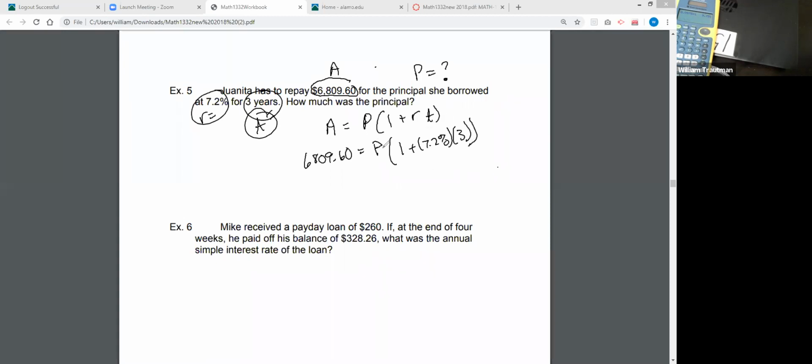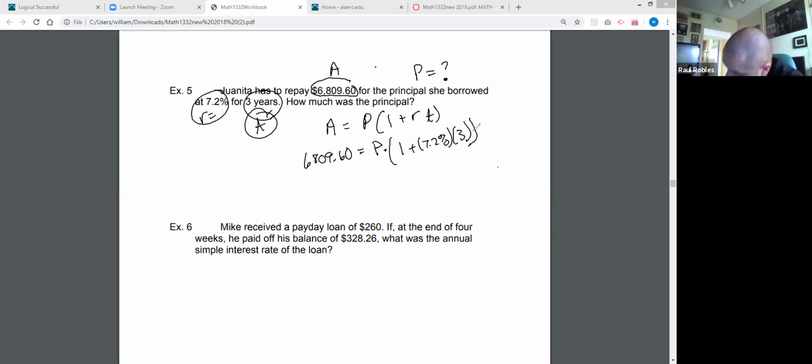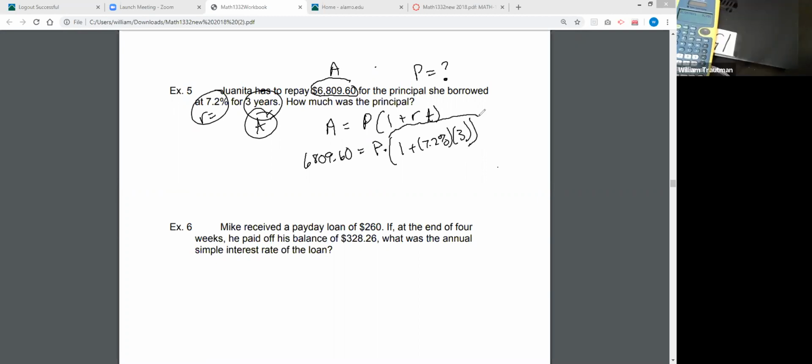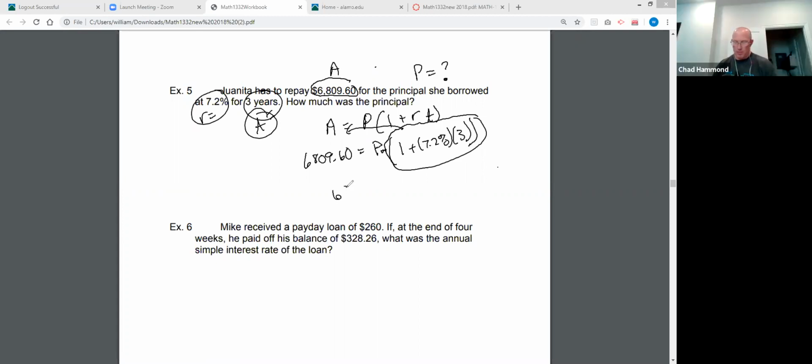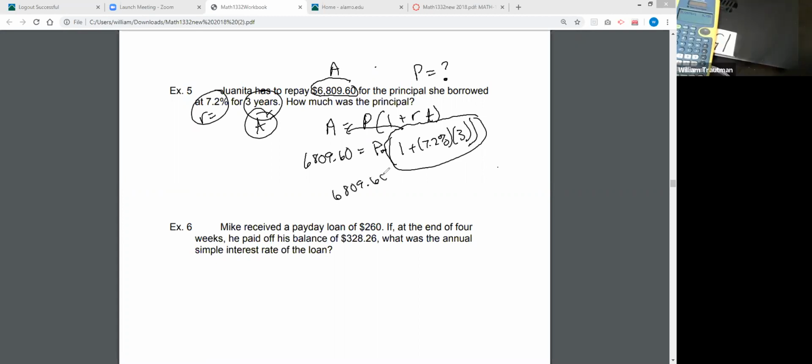Do you see it's P times this parentheses, right? Does everybody see that? Yes. So how do I take the whole parentheses to the other side? Divide it. It's P times, so we're going to divide. So it's 6809.60 divided by (1 plus 7.2%) times 3. And this whole thing should be in a big parentheses at the bottom.